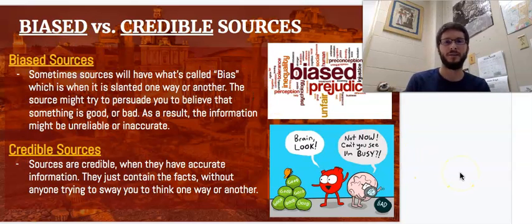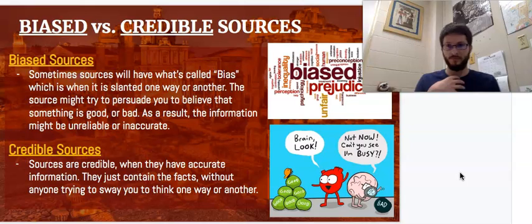Another word for bias is your perspective or opinion, right? If I try to convince you that my way of thinking is correct because I have a personal preference for that thing, that is my bias. So it's slanted one way or another.